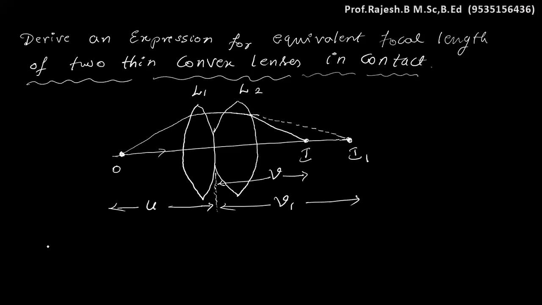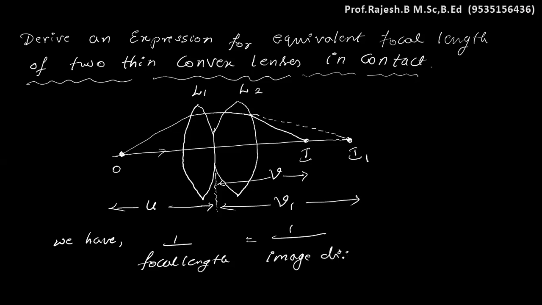So we can use the general formula for the thin lenses. We have 1 by focal length is equal to 1 by image distance plus 1 by object distance. Call it as equation. Please copy this.